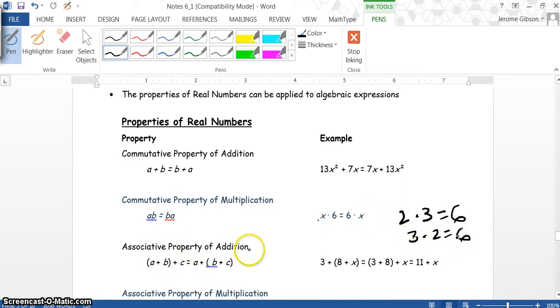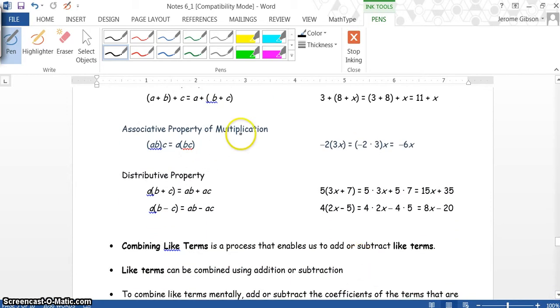Now the associative property of addition, we associate a plus b plus c. So if it's all addition, even though we had parentheses here, shifting the parentheses will still give you the same answer. Now we have the associative property of multiplication. It's the same thing. If you shift the parentheses, you still will get the same answer if it's all multiplication. And the distributive property just basically goes like this. You take the value on the outside of the parenthesis and multiply it by each term inside the parenthesis, which is shown here.